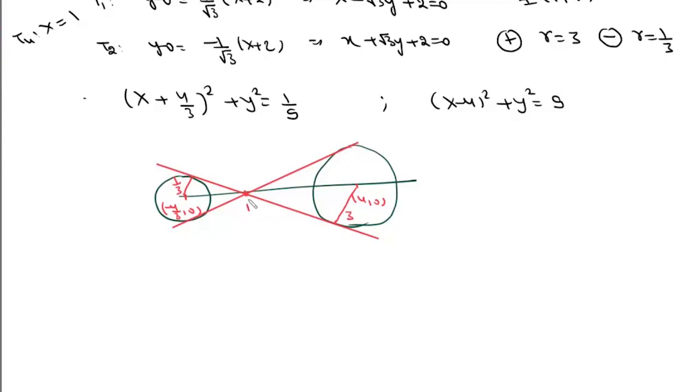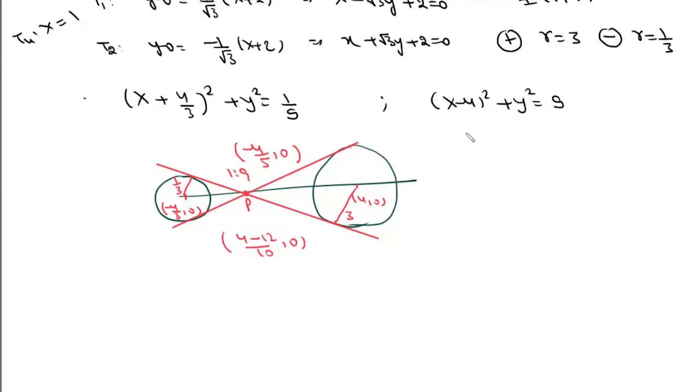Now we know that this point will divide them in the ratio R1 is to R2, and this ratio is 1/3 is to 3, so it'll be 1/9. So we can find this point as (4 minus 12) upon 10, 0. So it'll be -8/10 or -4/5. So this point P is (-4/5, 0). Now we have to find equation of pair of tangents to these.